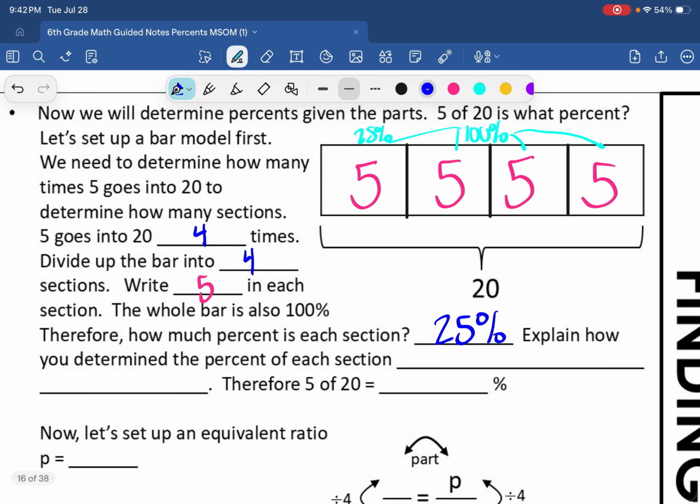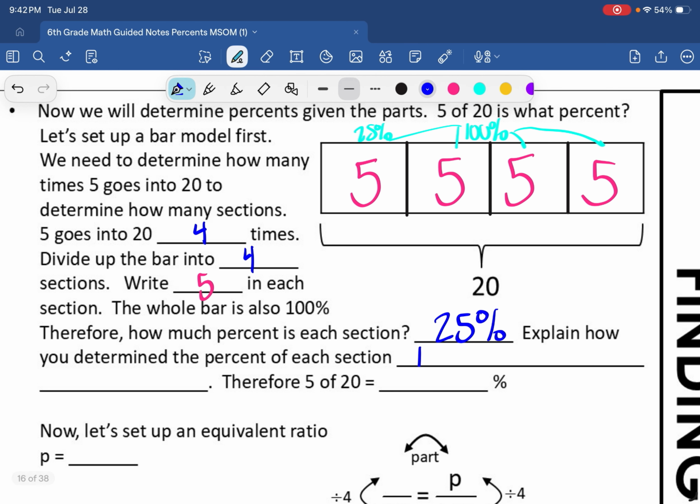Explain how you determine the percent of each section. I did 100 divided by 4, and that gave me 25. Therefore, 5 of 20 equals 25%.